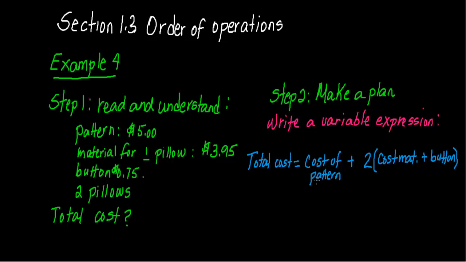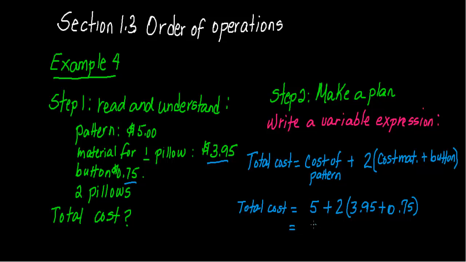So now I'm going to substitute. I'm going to say the total cost is going to equal the cost of the pattern, given it's $5, plus 2 times the cost for materials, $3.95, and the button costs 75 cents. So I know how much it's going to cost me to make 1 pillow in materials and buttons, but since I'm going to make 2, I need to multiply that by 2.